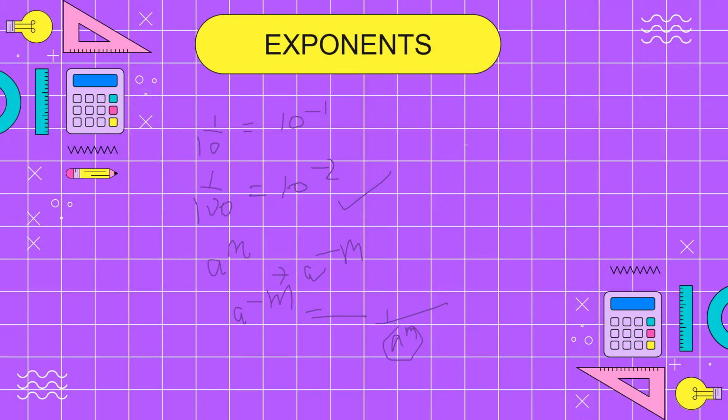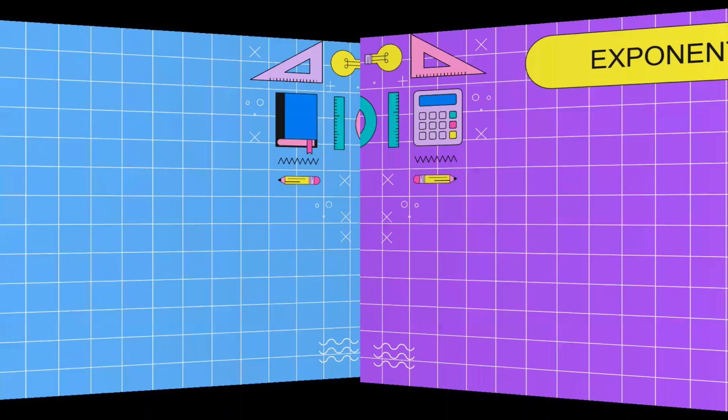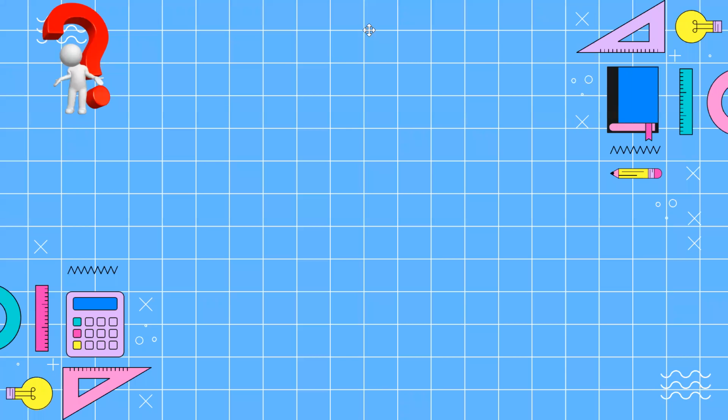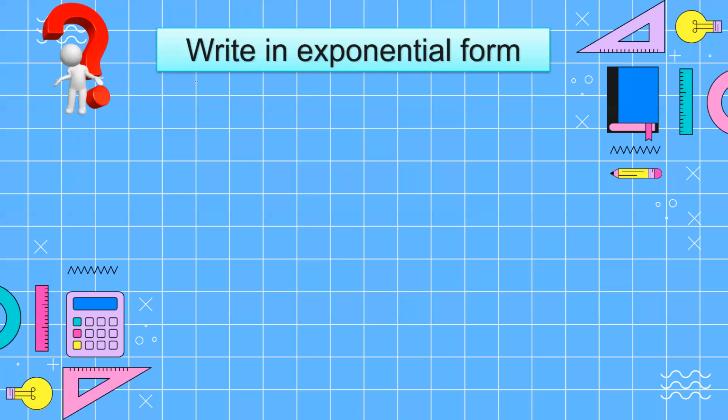So a raised to power minus m is nothing but the multiplicative inverse of a raised to power m. As we have done in rational numbers also, for any number, if we take a raised to power m, what is the multiplicative inverse of a raised to power m? That is a raised to power minus m. So a raised to power minus m is the multiplicative inverse of a raised to power m. So we see a few examples here, how to write numbers in exponential form.